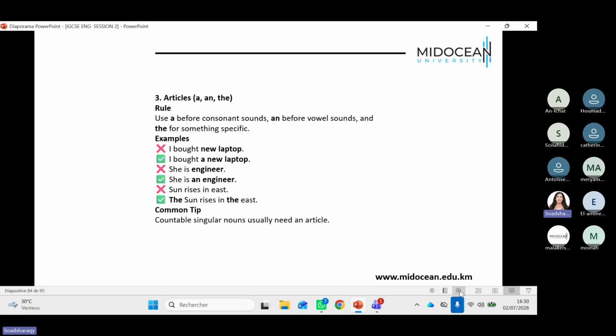3. You have articles: a, an and the. Rule, so we use a before consonant sounds and an before vowel sounds, and the for something specific. For example, we say, I bought a new laptop and not an new laptop. She is an engineer. The sun rises in the east. Countable singular nouns usually need an article, okay?